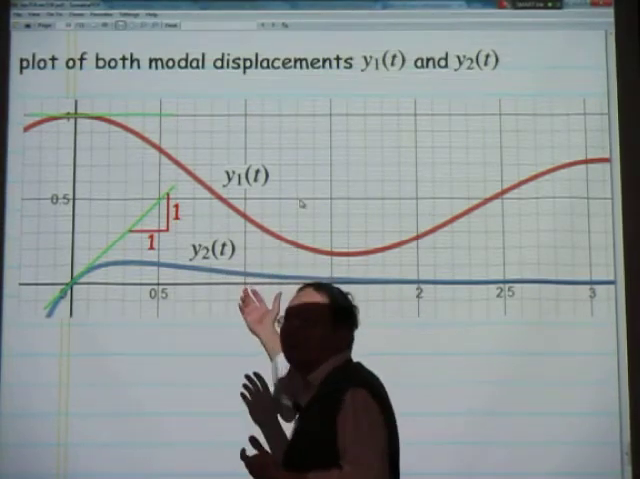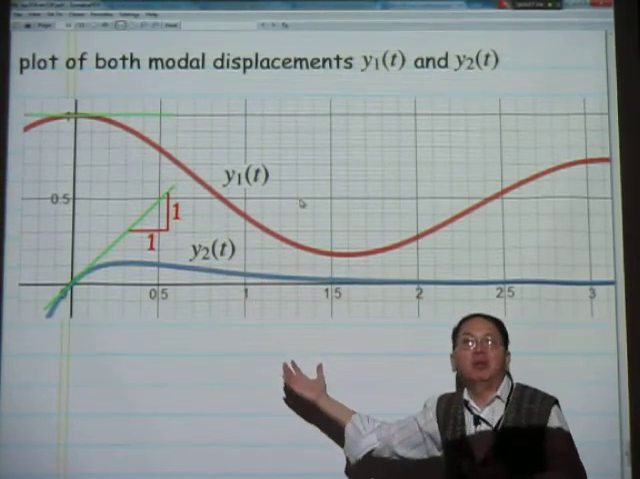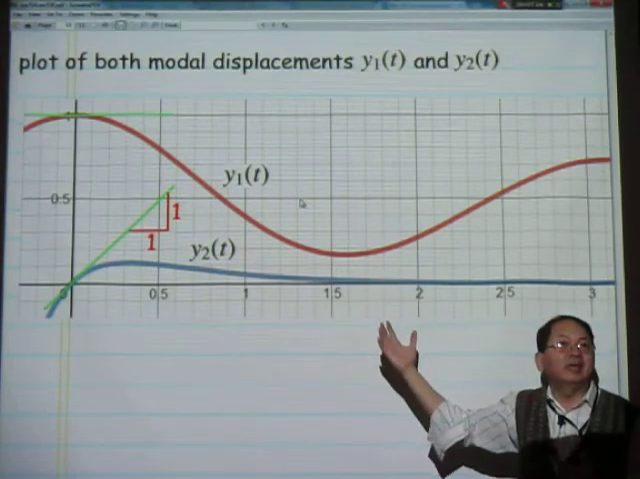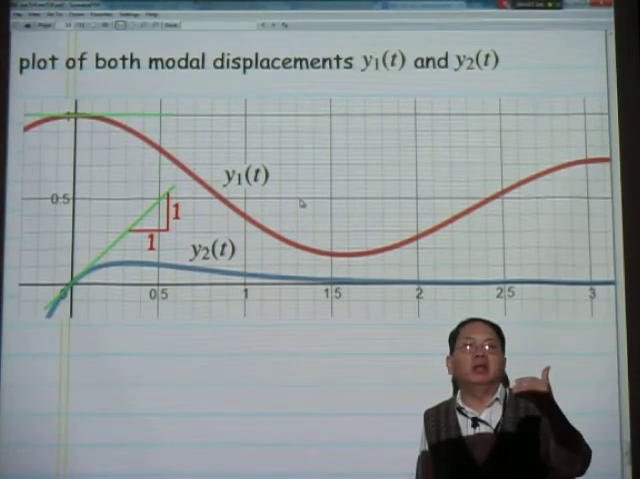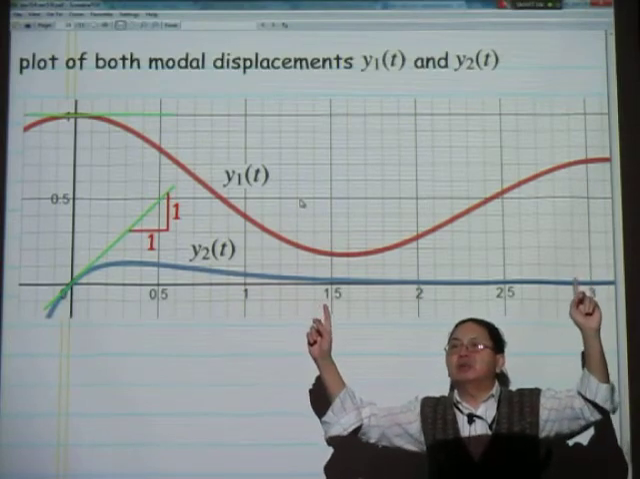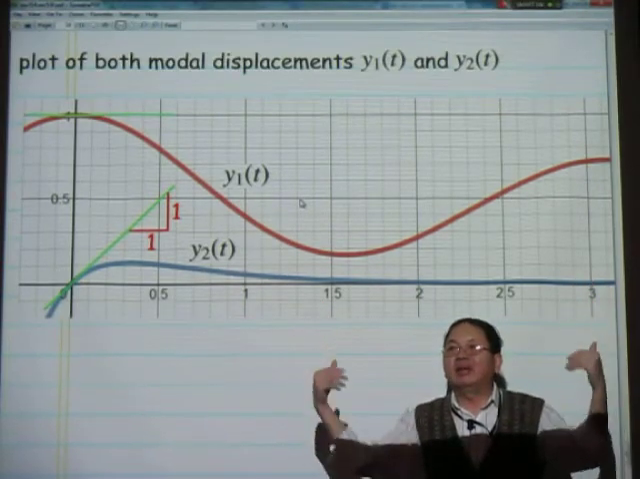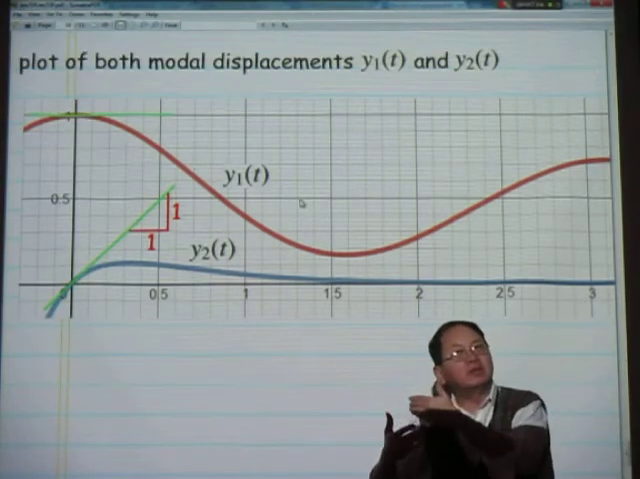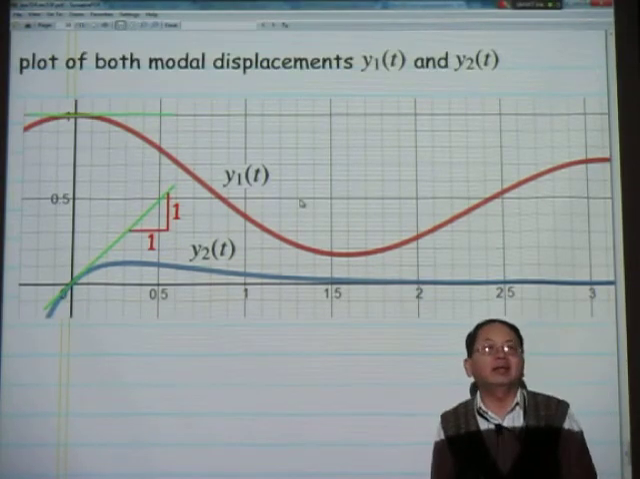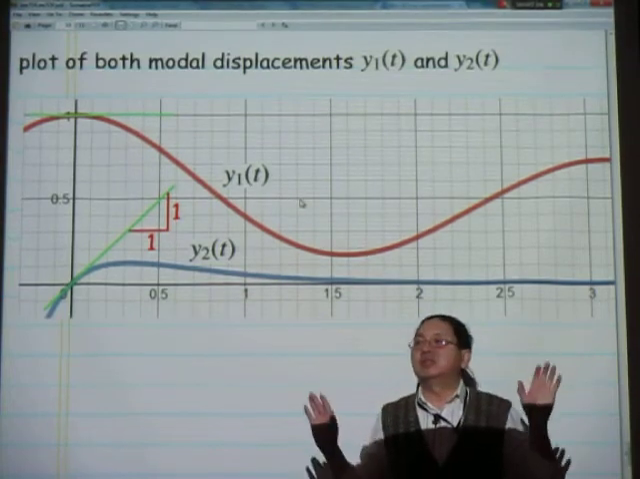How do you make use of the result that we obtain in terms of the modal displacement and get the original displacement? What is the original displacement? What's the notation for the original displacement? It's really quick. Because once you get that, then you can connect the two notations together.